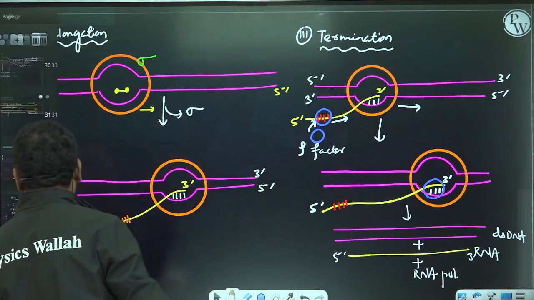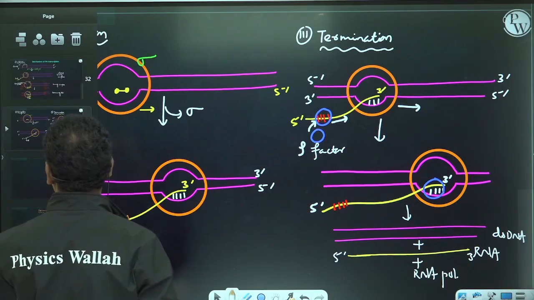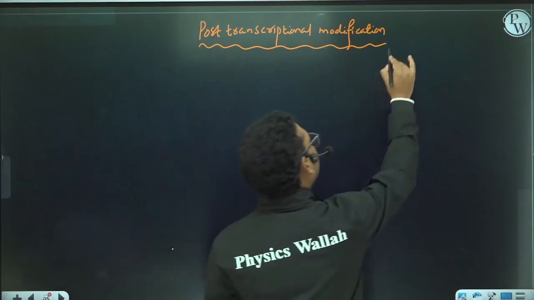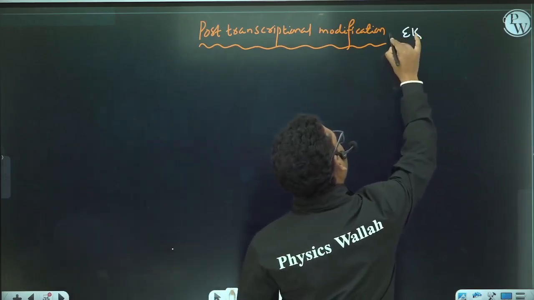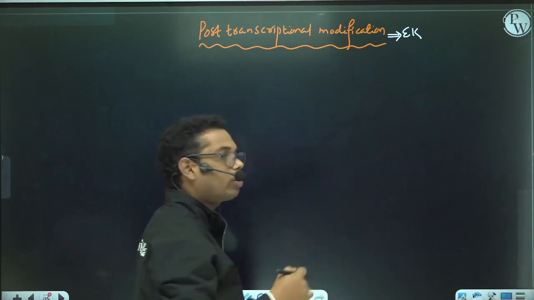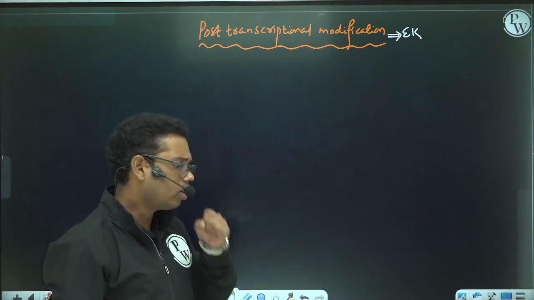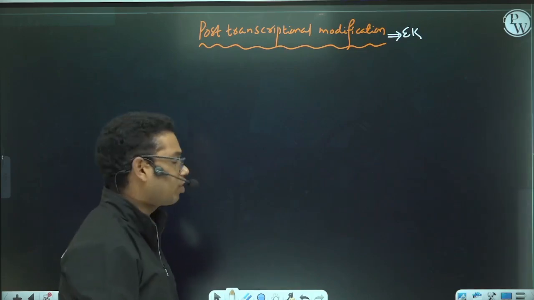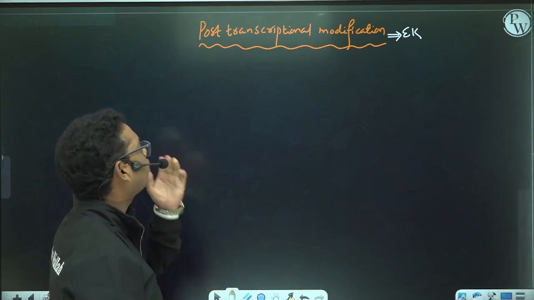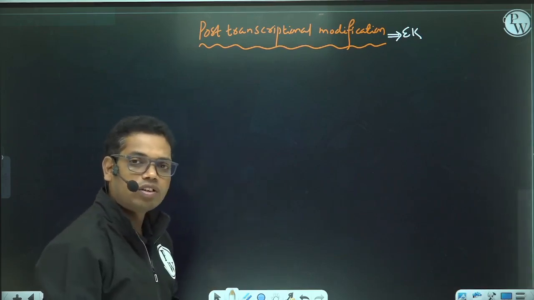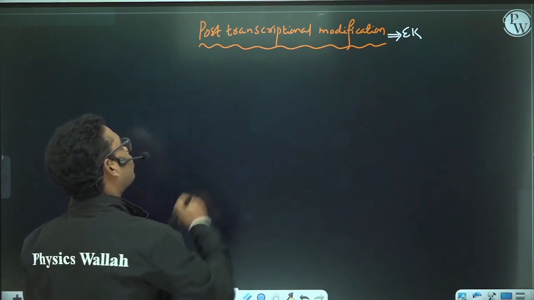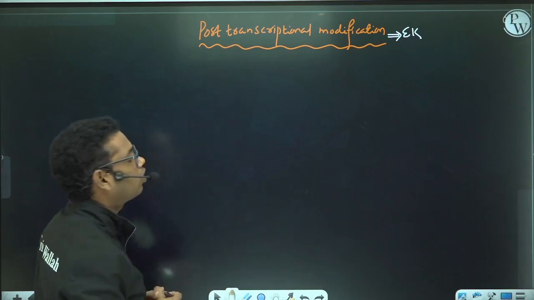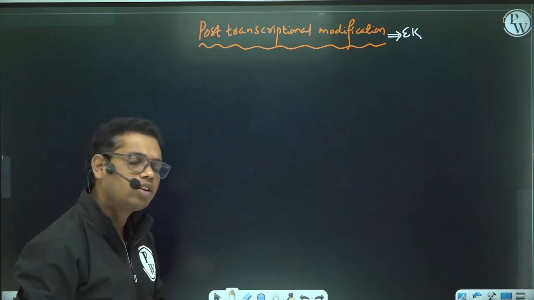Now let us talk about the post-transcriptional modification. This post-transcriptional modification takes place in the eukaryote. It is not taking place in the prokaryote. It takes place only in the eukaryote. It involves various things. Those modifications which take place after transcription are called post-transcriptional modification. So what are the events?